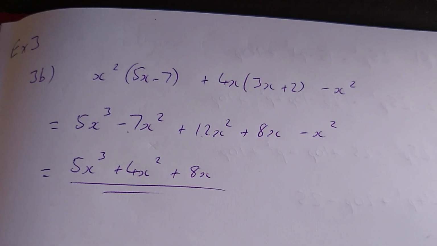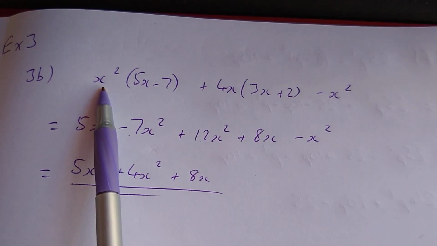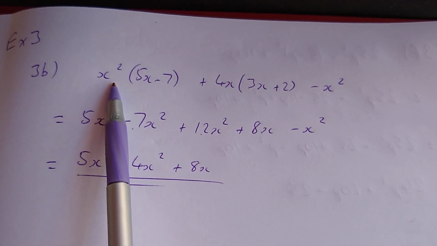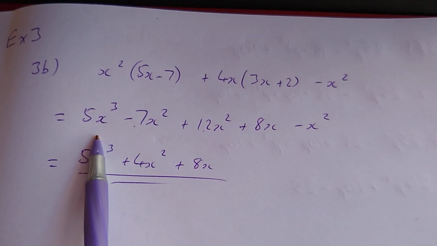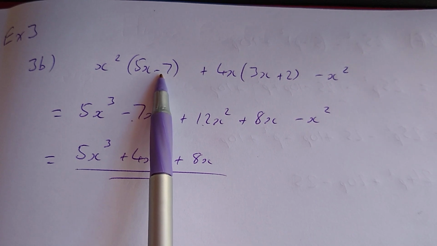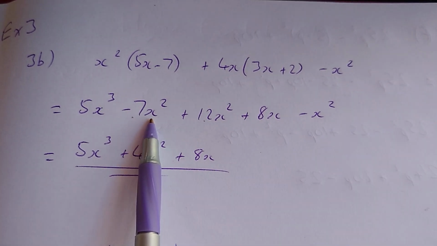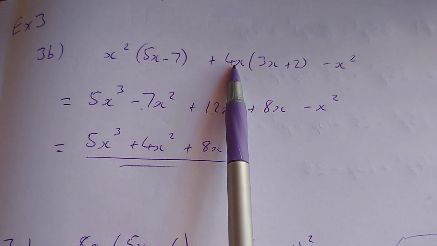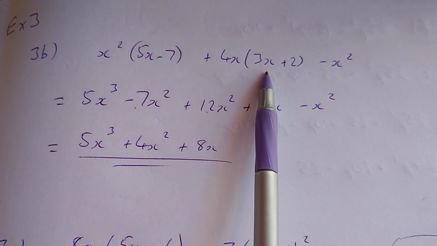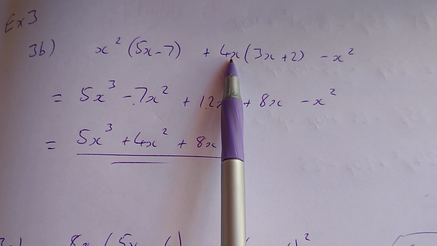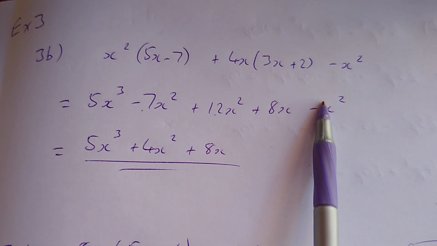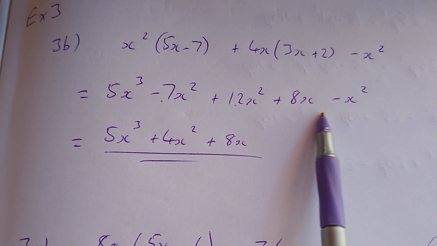Okay, so first of all, question 3b. If I was multiplying x squared by x, I'll be getting x cubed. So x squared multiplied by 5x is 5x cubed. x squared multiplied by minus 7 will be minus 7x squared. 4x multiplied by 3x, well 4 3s are 12, x multiplied by x is x squared. 4x multiplied by 2 will be 8x, and then we have minus x squared at the end there.